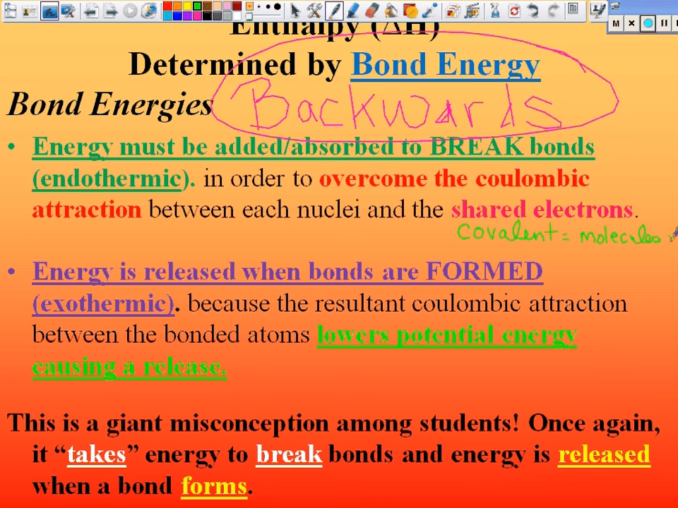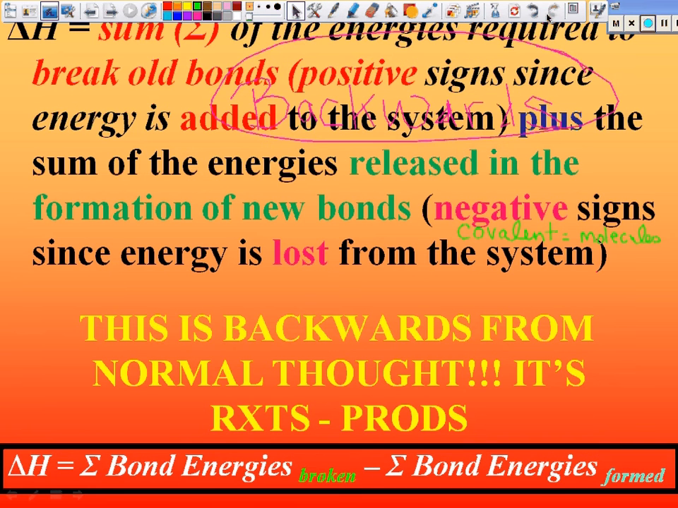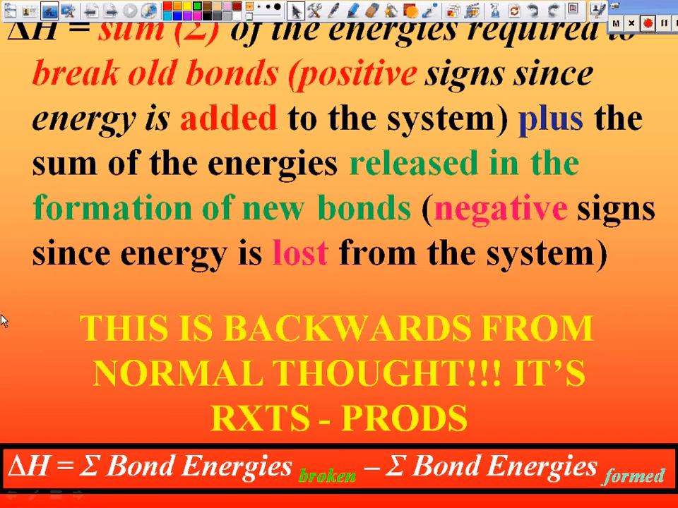This is a giant misconception among students. So once again, it takes energy to break, and energy is released when bonds are formed. So here's why it is backwards. Delta H, again, this is bond energies. Delta H is the sum of the energies required to break bonds. What does that mean? That is endothermic, correct? Positive signs, since energy is added.